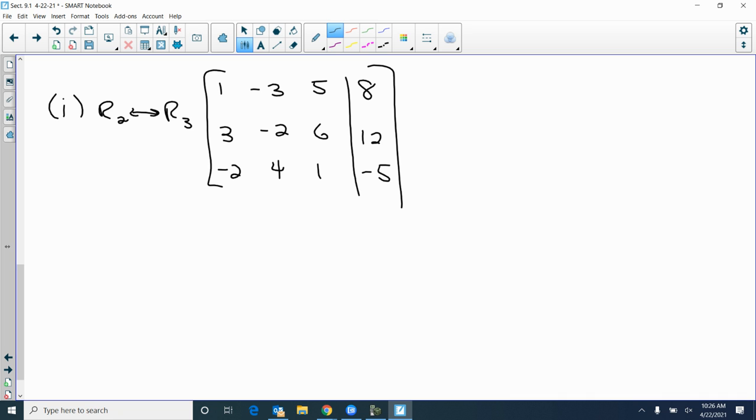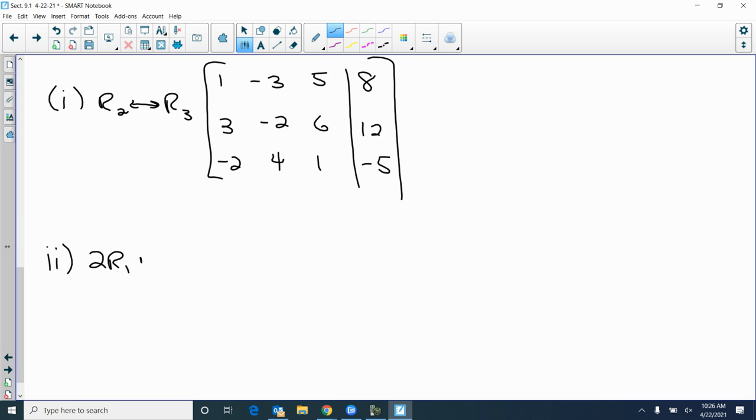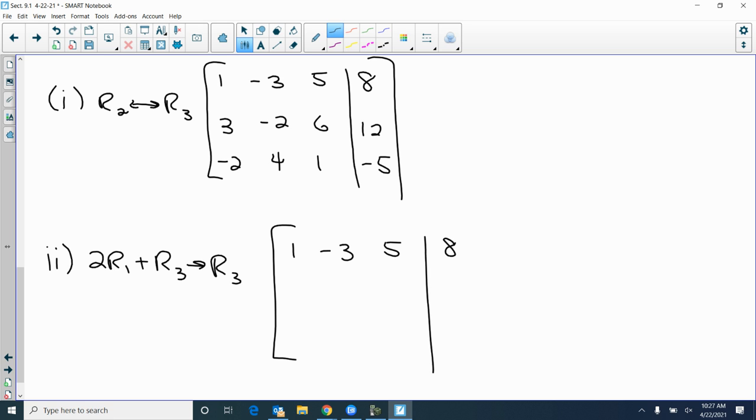All right, you flip row 2 and row 3. Everybody got that, right? Okay, now I take 2 times row 1 plus row 3. That goes into row 3. So row 1 and row 2 will stay the same. And that's 3, negative 2, 6, 12.